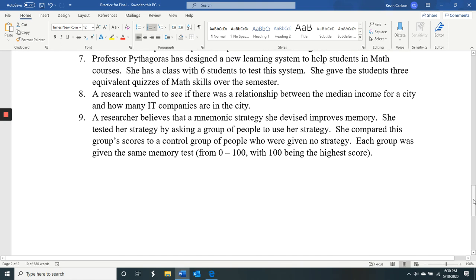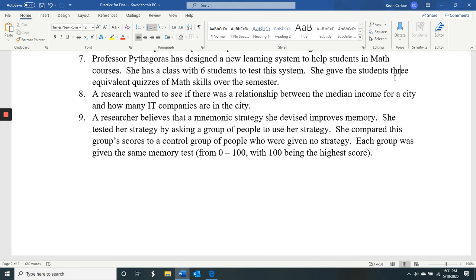Number 7. So there's a professor that has a new way of teaching. She has 6 people in her class, and she gives the students 3 equivalent quizzes over the semester. So we have 2 variables. We have a variable here of time. So this is a little bit more tricky, but I don't mind having this in here because you need to think. So there's 3 measurements over time.